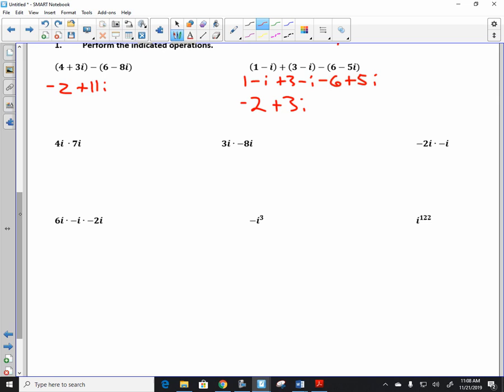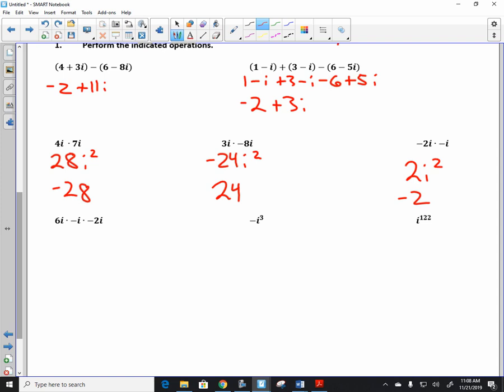Sometimes people look at the imaginary terms when we multiply them and they don't really write much down, and I get that, but you might make a mistake. So I like to write it as 28i squared. And then you know what i squared is? Negative 1. So therefore the answer is negative 28. The next one, I have negative 24i squared. So positive 24. The next one, negative times negative is positive, positive 2i squared. So the answer is negative 2.